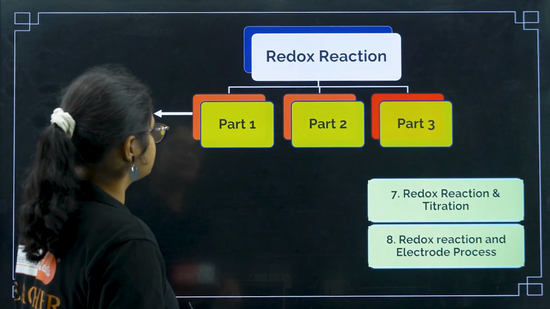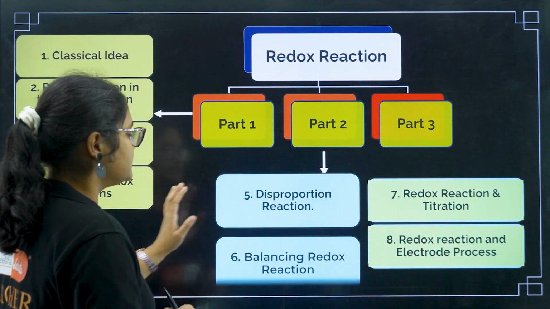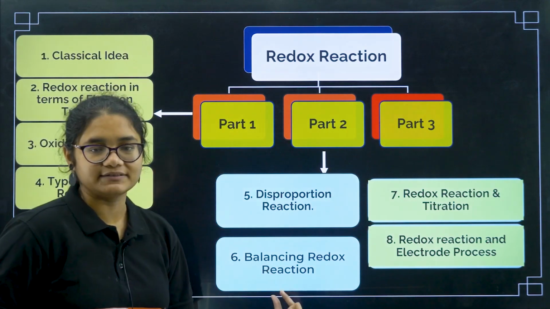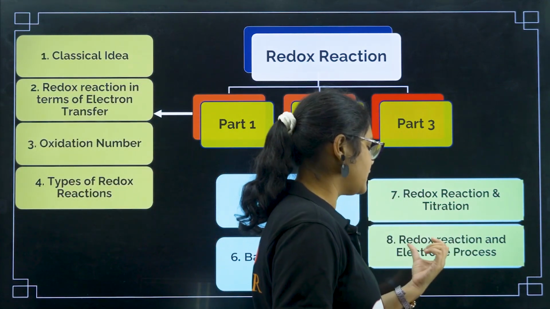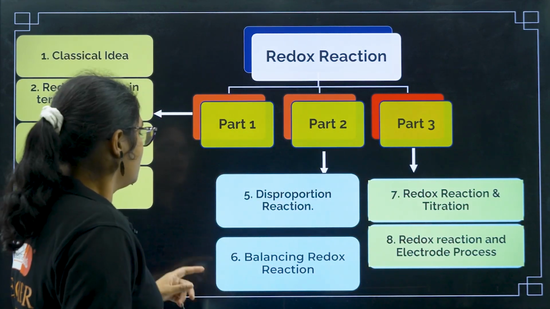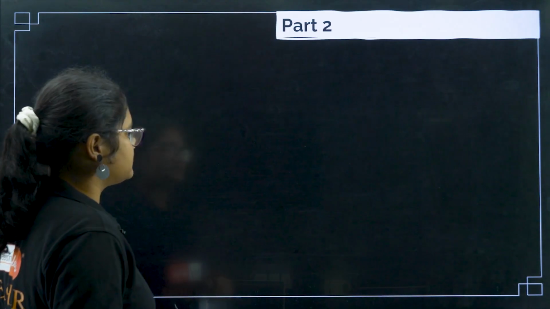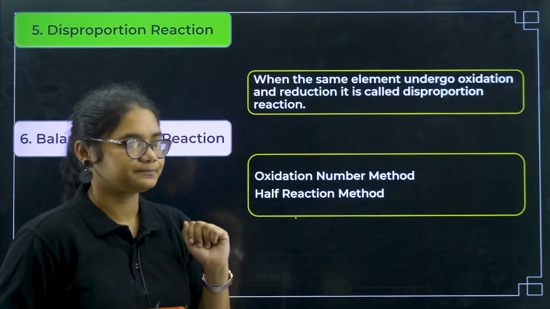In today's lecture, we are going to do part 2, where we'll be talking about disproportionation reaction and balancing of redox reaction. In the next lecture, we'll do redox reaction and titration, redox reaction and electrode processes. Next, year-wise weightage you have already seen. So let's start with disproportionation reaction.